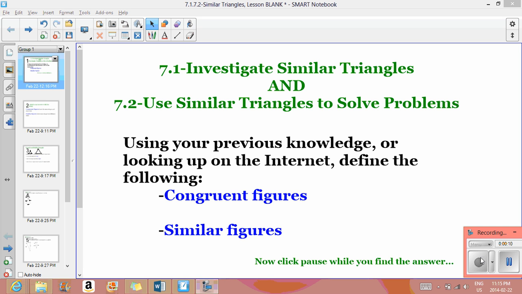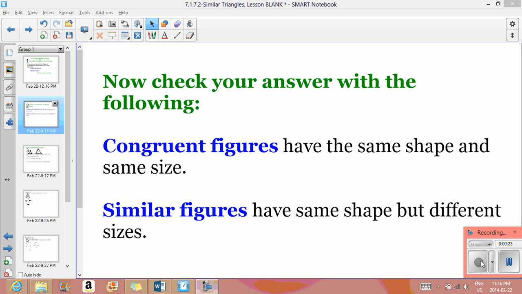So what you're going to be doing is you're going to either use your previous knowledge or look on the internet, and you're going to define the following. So click pause while you figure out the definition of the two following, which is congruent figures and similar figures. So you can check your answers with the following.